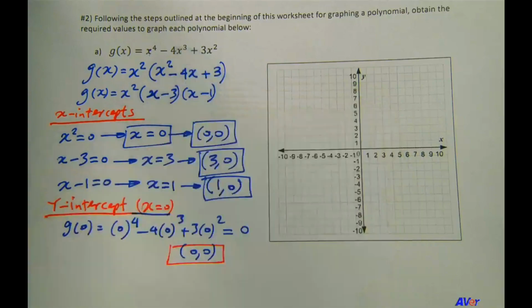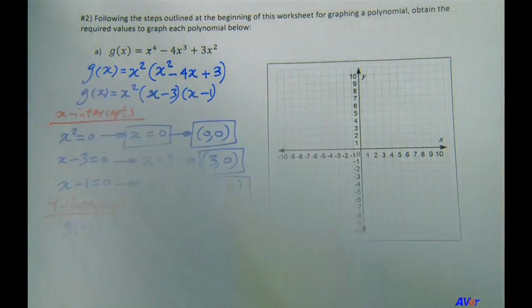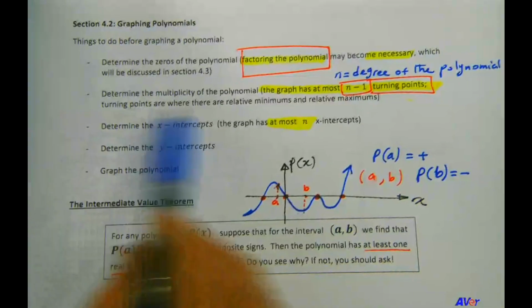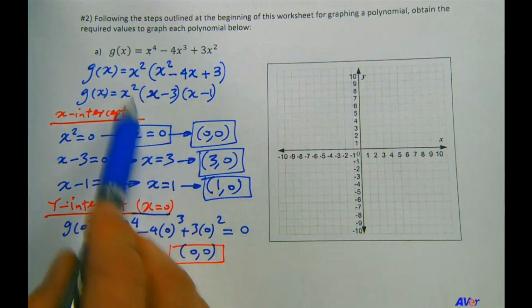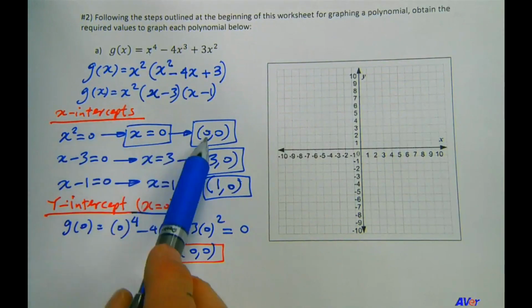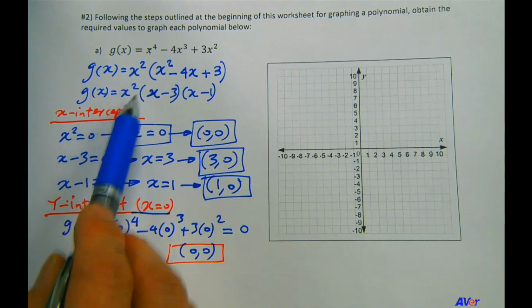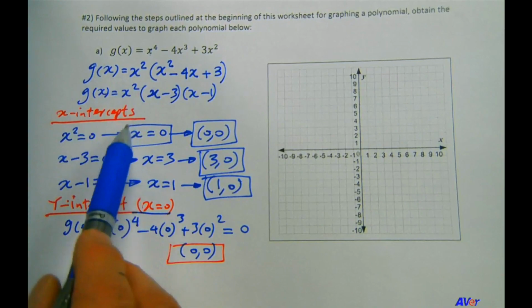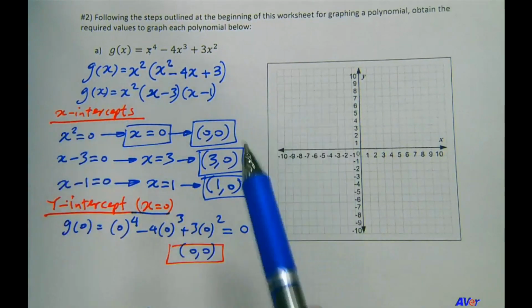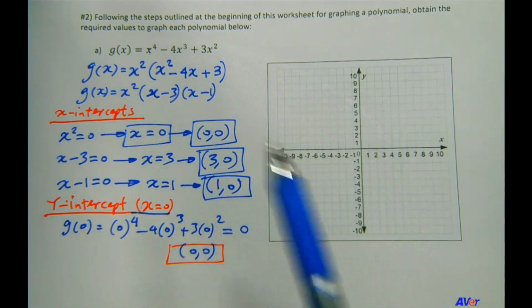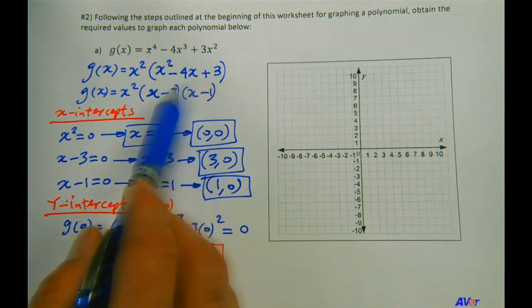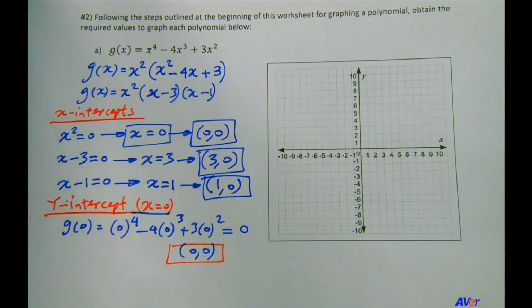We factored it. I mean, we can, right? We went through the list. We did all this. We factored it. We're going to determine the multiplicity. That's easy. The multiplicity of this factor x equals 0 is 2. So it means at that point, the graph is going to hit the x-axis and bounce back to the same side, whichever side that is, negative or positive side of the y-axis. And for x minus 3 and x minus 1, the multiplicities are odd, which are 1. Okay?